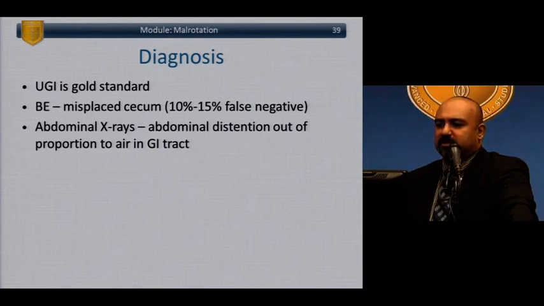Abnormal x-rays, you may see abdominal distension out of proportion to air. The other thing you can see in abdominal x-rays is that most of the intestine on a plain film will look like it's on the right side of the abdomen. Usually when you think about a regular KUB, you'll see the colon coming around as an upside down U at the top, and you'll see the intestines in the middle of that. This one, you'll see the intestine more to the right than in the center.